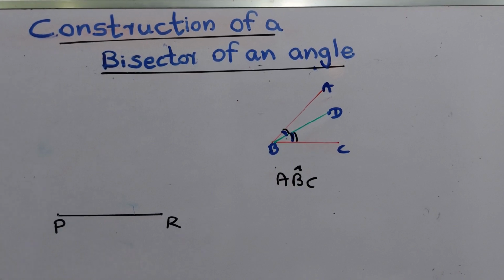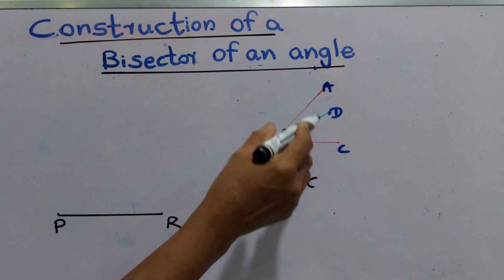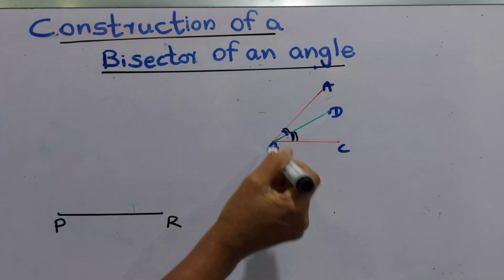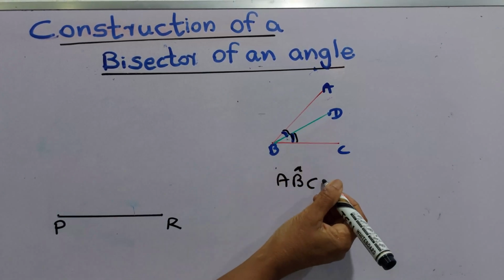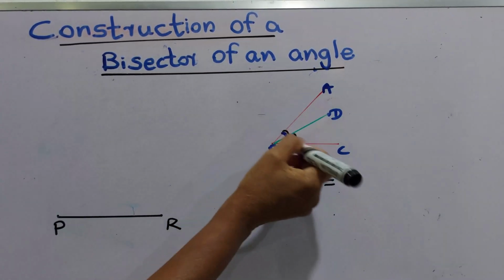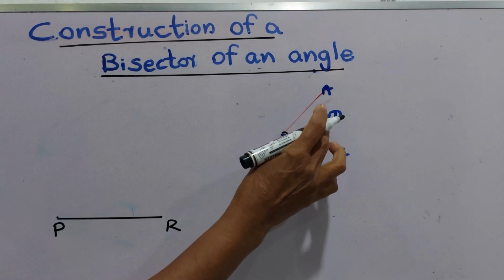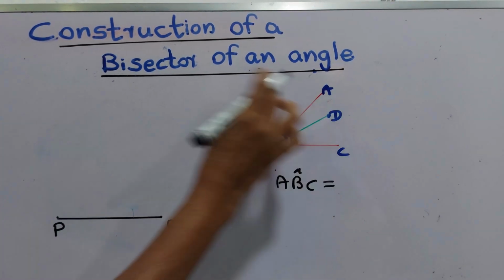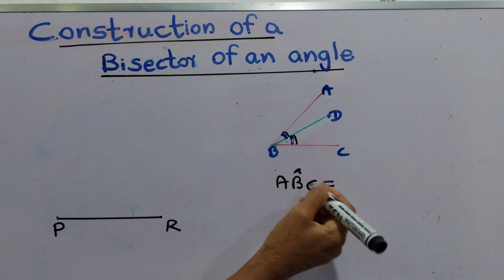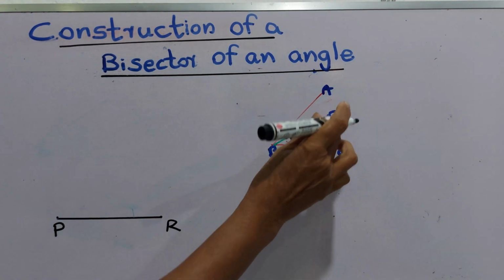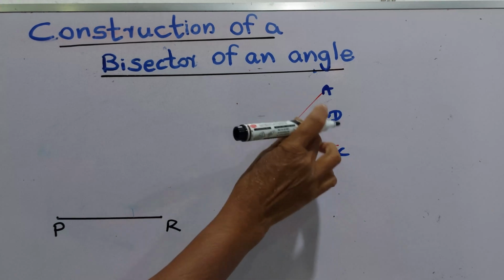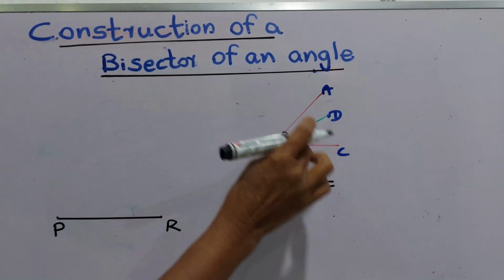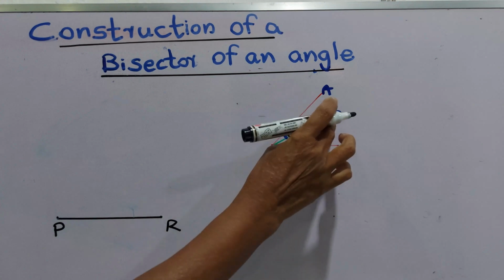Today we are going to construct a bisector. What is a bisector? Look here. ABC. This is an angle ABC. That angle ABC has been divided into two equal angles by BD. BD is the bisector. Angle ABC is equal to ABD and BDC. These two angles are divided into two equal angles by BD.